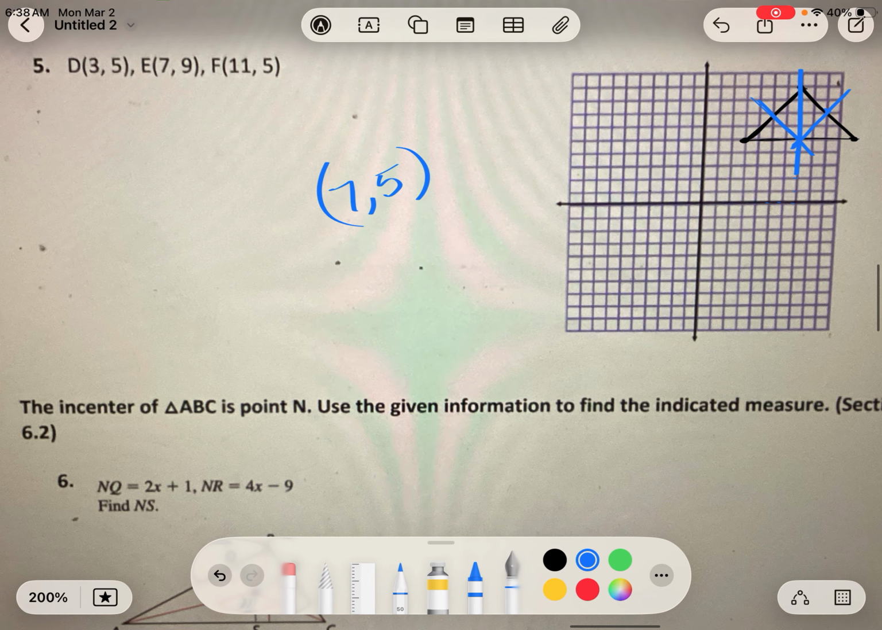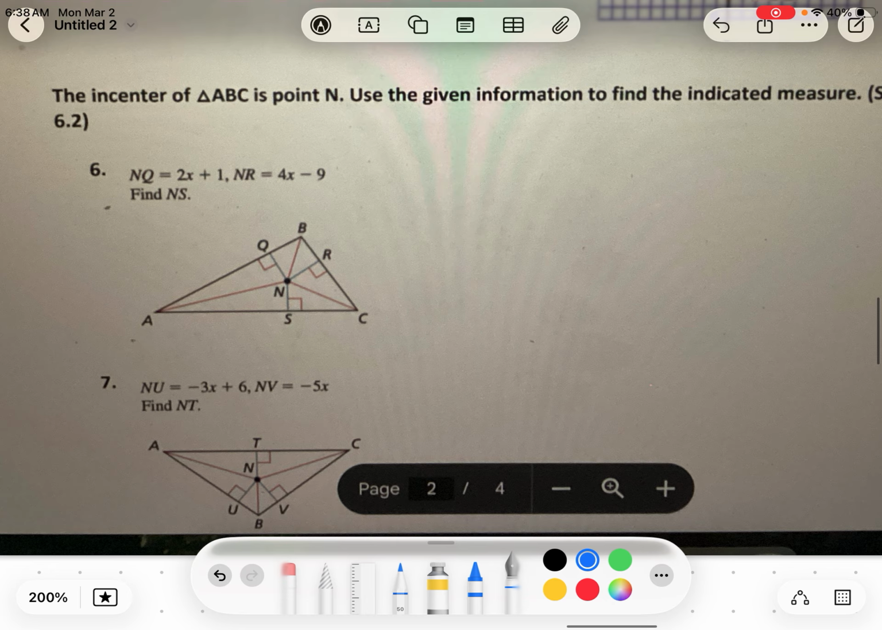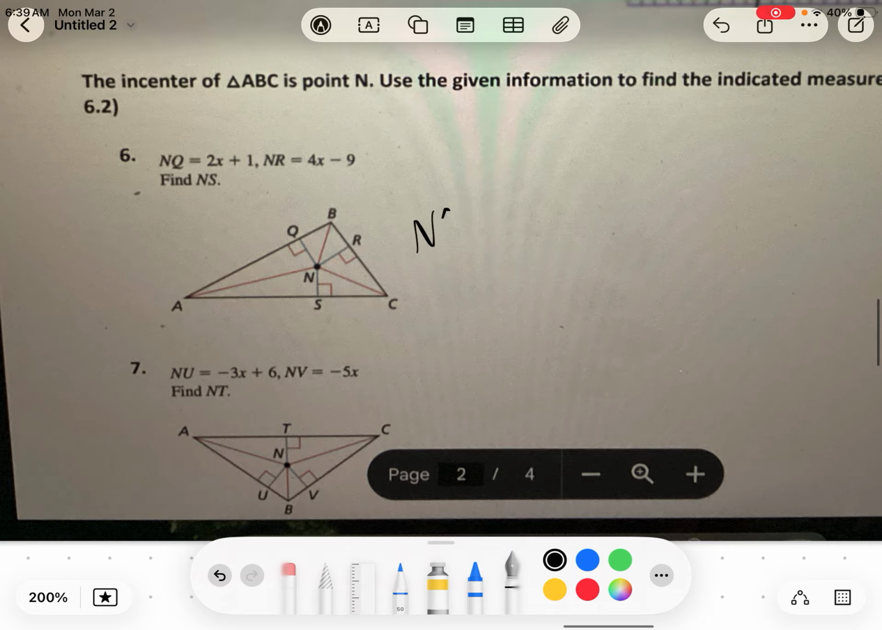Okay, so that's number 5. Now, as far as the incenter goes, this is where some of you are messing up on your worksheet. When it's an incenter, that's where all the angle bisectors meet. And so that means that NQ is the same as NR, which is the same as NS.